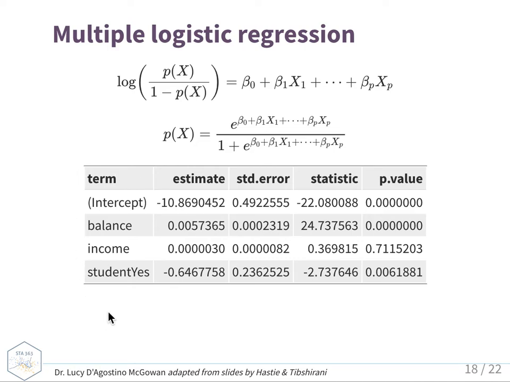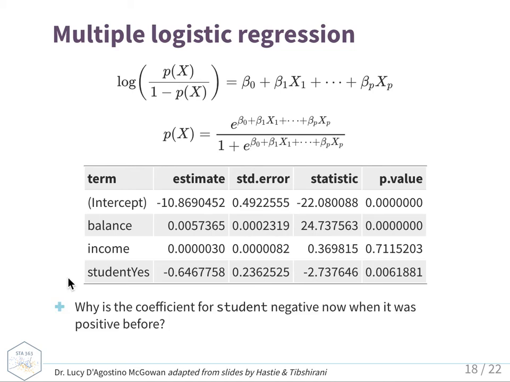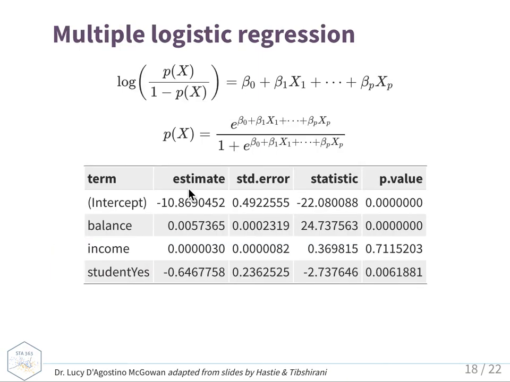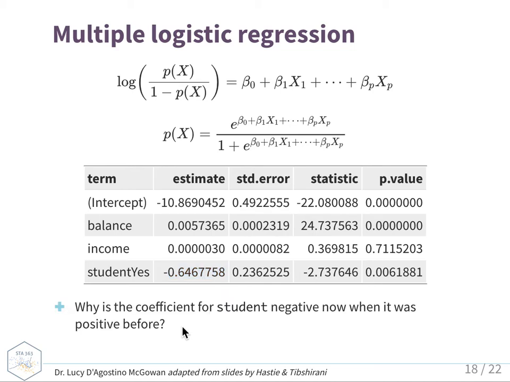So here's an example where instead of just looking at one variable, I'm going to look at three: balance, income, and whether the customer is a student. I'm still predicting whether or not they default. Notice here, let's go back a page and take a look at that coefficient. The coefficient beta hat 1 for student was 0.404. But once I do multiple regression, once I add in balance and income, its coefficient is now negative 0.64. Why do you think the coefficient for student is negative now when it was positive before?